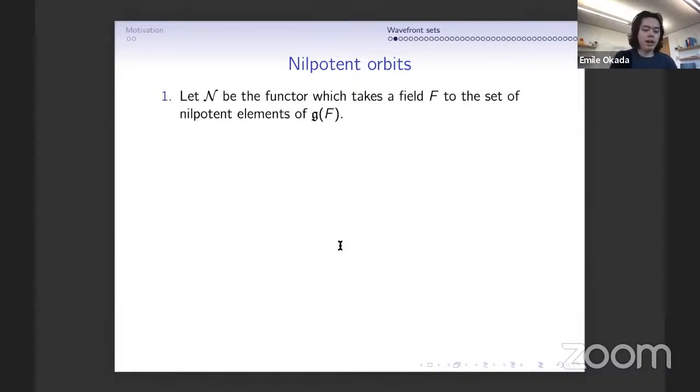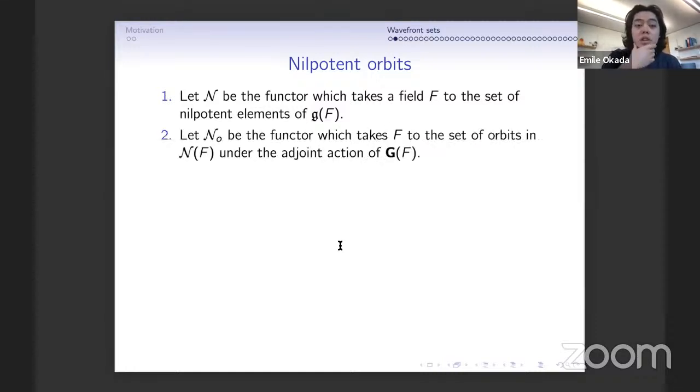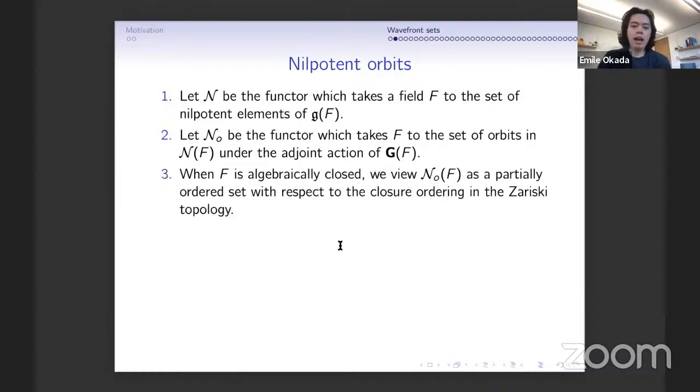Like I mentioned, nilpotent orbits will feature prominently, so let me introduce some notation for that as well. We're going to let N denote the functor which takes a field F to the set of nilpotent elements of the F points of the Lie algebra. We're going to write N sub O for the nilpotent orbits. There's an adjoint action on the nilpotent elements, and N sub O refers to the nilpotent orbits. When F is algebraically closed, we of course have the Zariski topology on the Lie algebra, and we want to view the nilpotent orbits as a partially ordered set with respect to the closure ordering, by which I mean an orbit is considered less than another orbit if it lies in the closure.